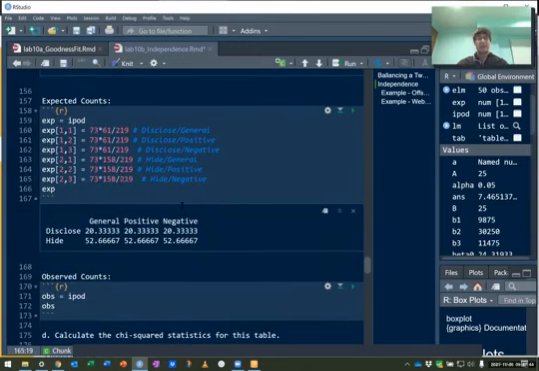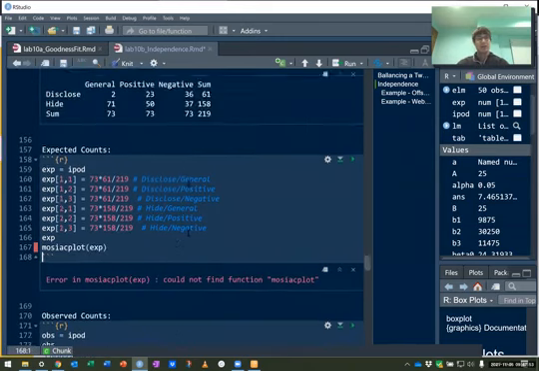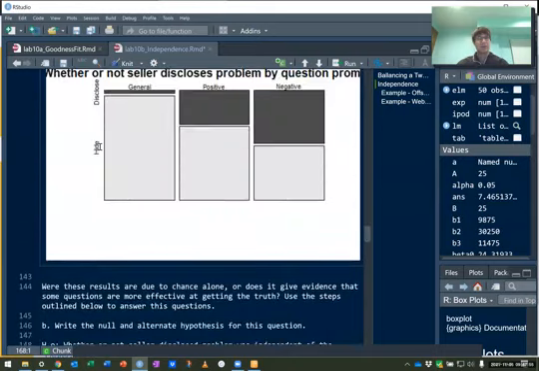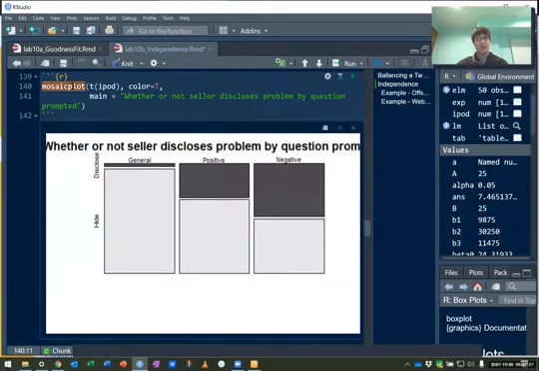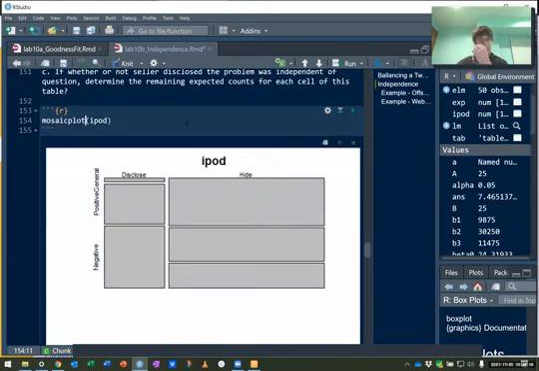So that's the expected counts. And you could even make a mosaic plot of this. Did I do it right? Check my code. Mosaic plot. Let's try it. Yeah, mosaic plot. That's what I wanted to do.